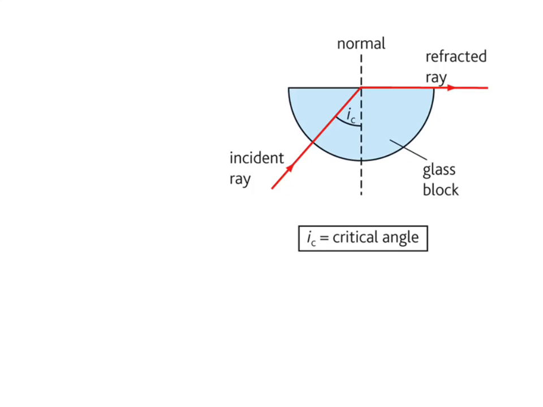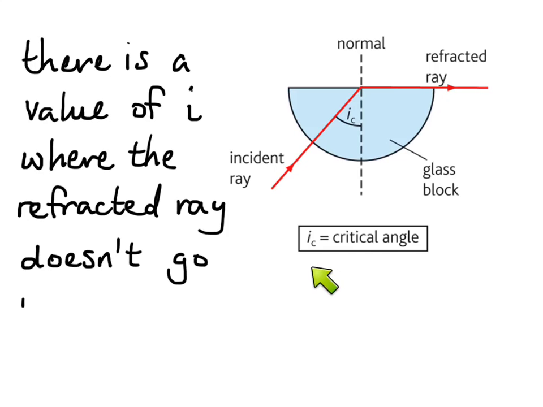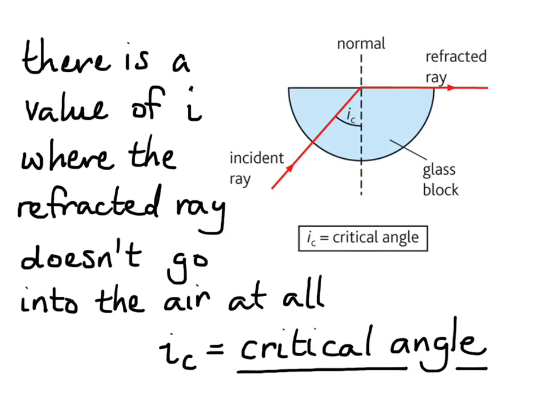So eventually you get the situation where the ray that would normally come out of the back of the glass block doesn't, it travels along the edge, and that angle where that happens is called the critical angle. In the diagram you can see the symbol for it is IC. So that's a very special case, and that angle, the value of the critical angle, is different for each material. There we go, IC is the critical angle, so the C just stands for critical.